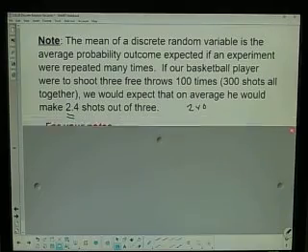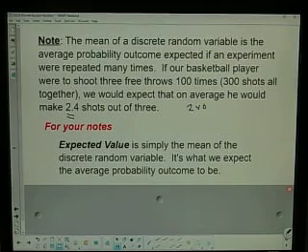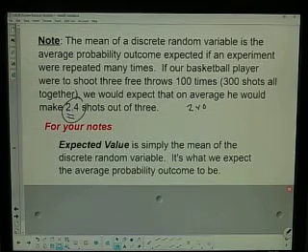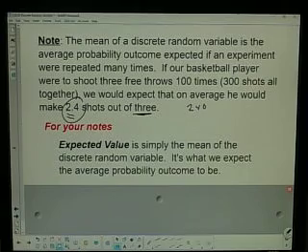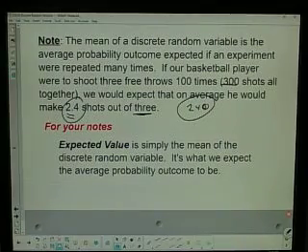So for your notes, copy this though. Expected value is simply the mean of the discrete random variable. It's what we expect the average probability outcome to be. All right. So in this case, the average, 2.4 out of doing it just 10 times, in our case. No, I'm sorry. He's going to make 2.4 shots out of every 3 he does. Okay, out of every 3 that he does. So again, if you do 100, if you do 300, we're expecting you're going to make 240. But expected value, it's what we expect the average outcome to be.